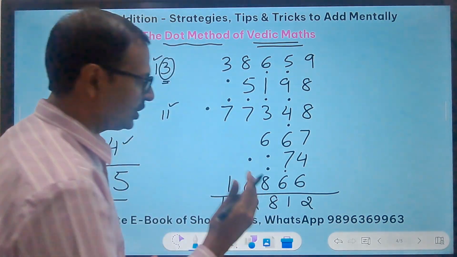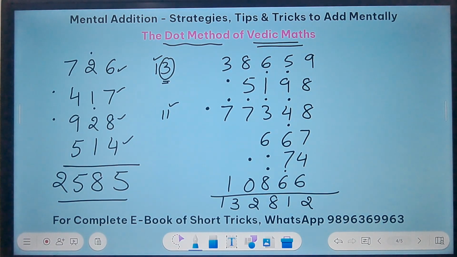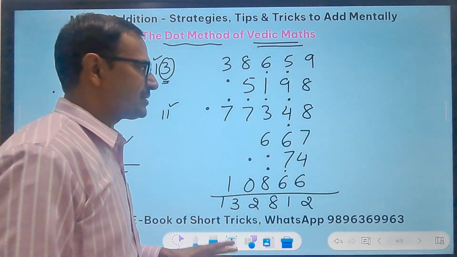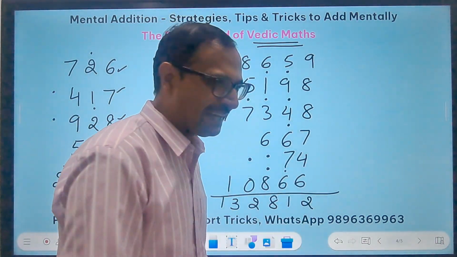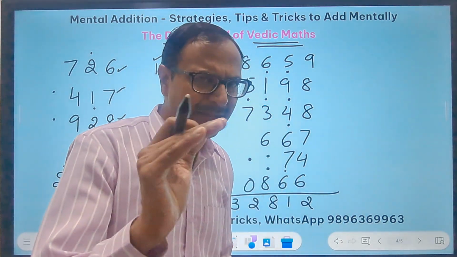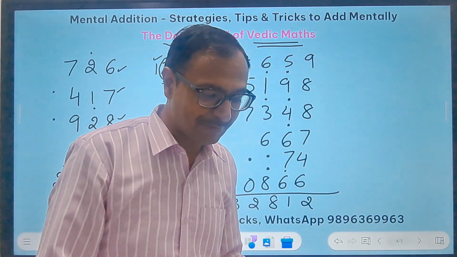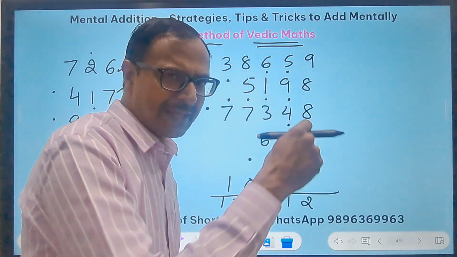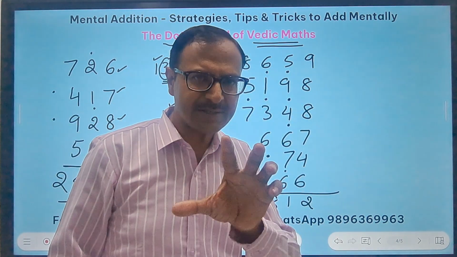So 132812 is the sum of all these numbers, and you can check using the calculator. Your answer is not going to be incorrect. Should I give you a DIY? Okay, for this method I'll give you a DIY, and I have one more method coming up after this, that is the rearrangement method. Watch the complete video. Before that, take this DIY. I will wait for your answers in the comments.